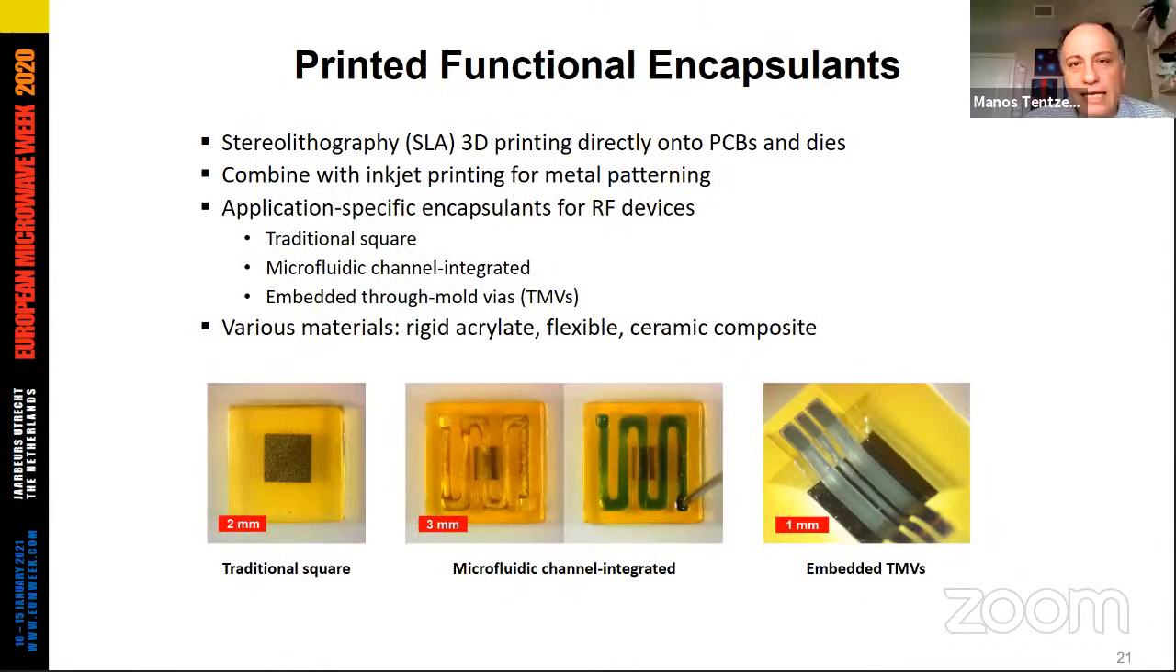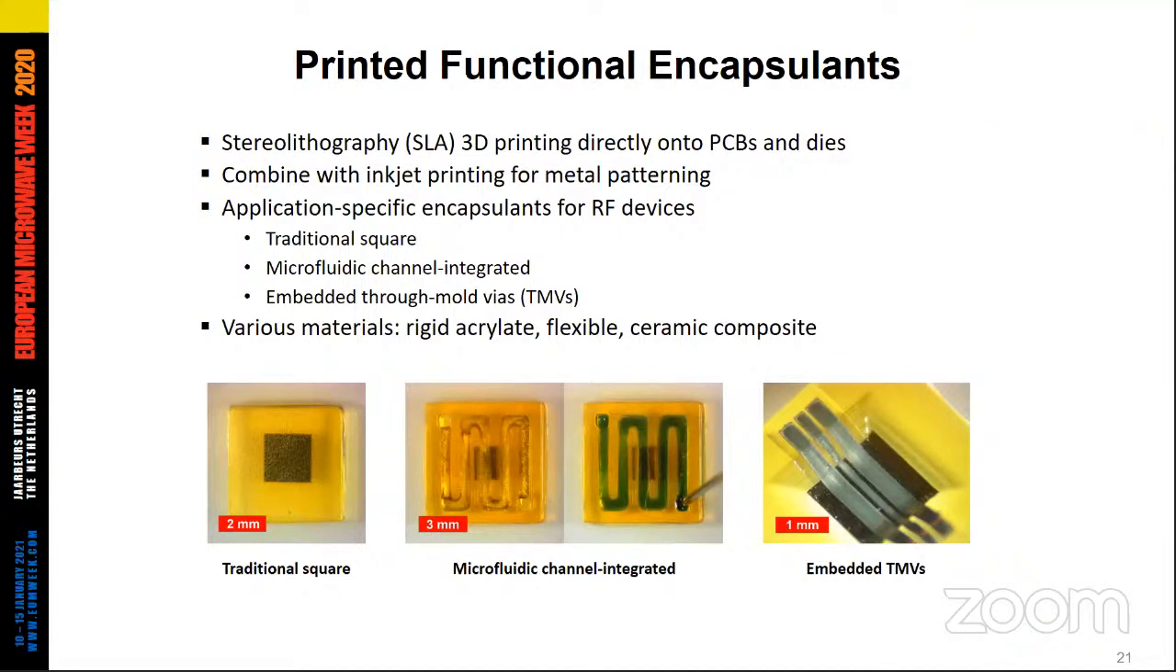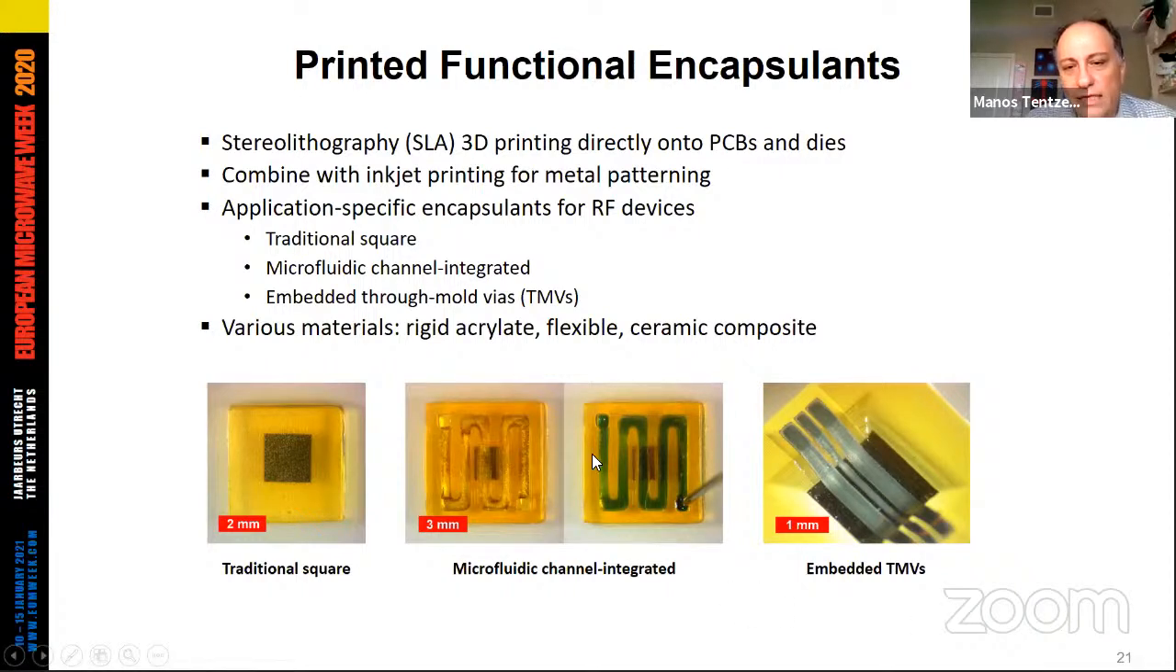Now, another idea we have found is facilitated tremendously by utilizing 3D printing: functional encapsulants that you can print directly onto PCBs or dies. Either microfluidics with some conventional liquids or liquid metals like galinstan. You can have embedded through mold vias. Here you see a pyramidal or trapezoidal ramp interconnect. And you can do it literally on different materials, rigid acrylate, flexible ceramic composite.